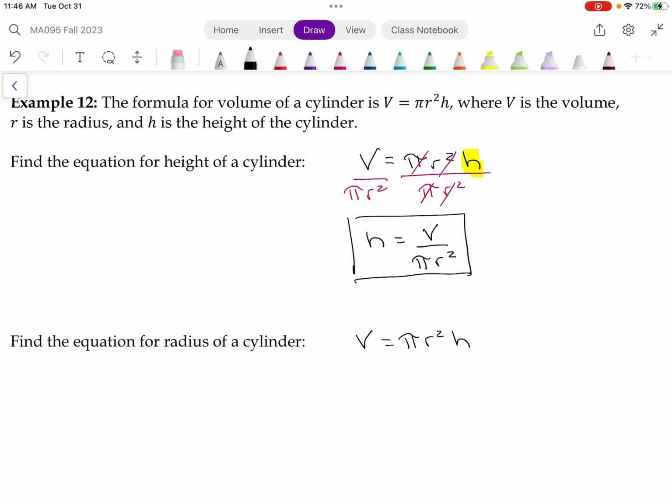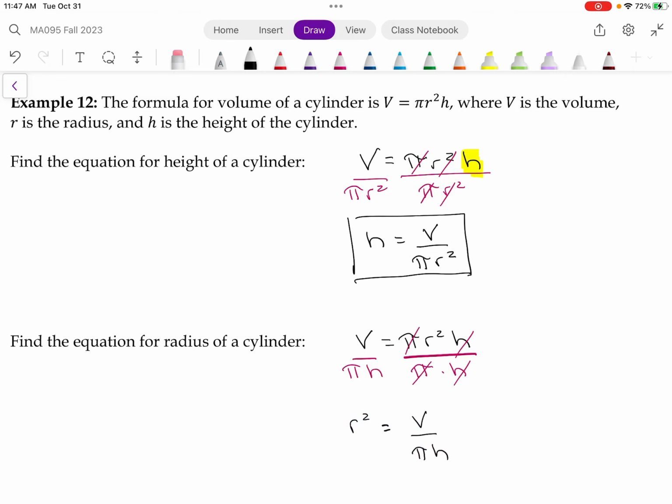All right, on the last one, how are you going to solve for radius? So it is with two things. They're not side by side, but it doesn't really matter because multiplication is commutative. You can change the order of it anytime you want. So I'm going to divide both sides by pi and h. So the h cancels and the pi's cancel. And I get r squared equals v over pi h.